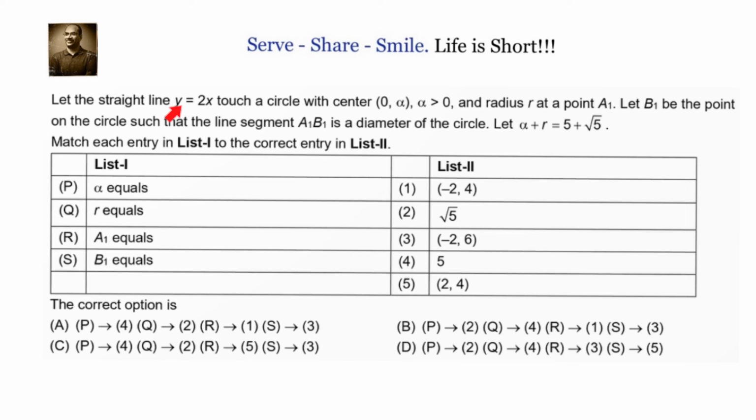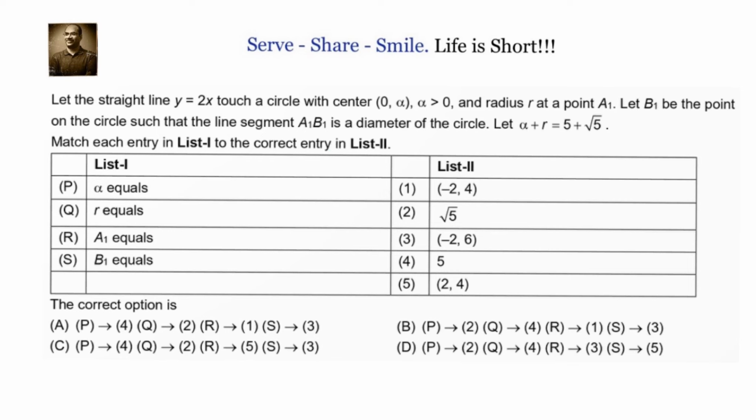Let the straight line y equals 2x touch a circle with center (0, alpha), where alpha is greater than 0, and radius r at point A1. Let B1 be the point on the circle such that the line segment A1B1 is the diameter of the circle. Let alpha plus r equals 5 plus root 5. Match each entry in List 1 to an entry in List 2.